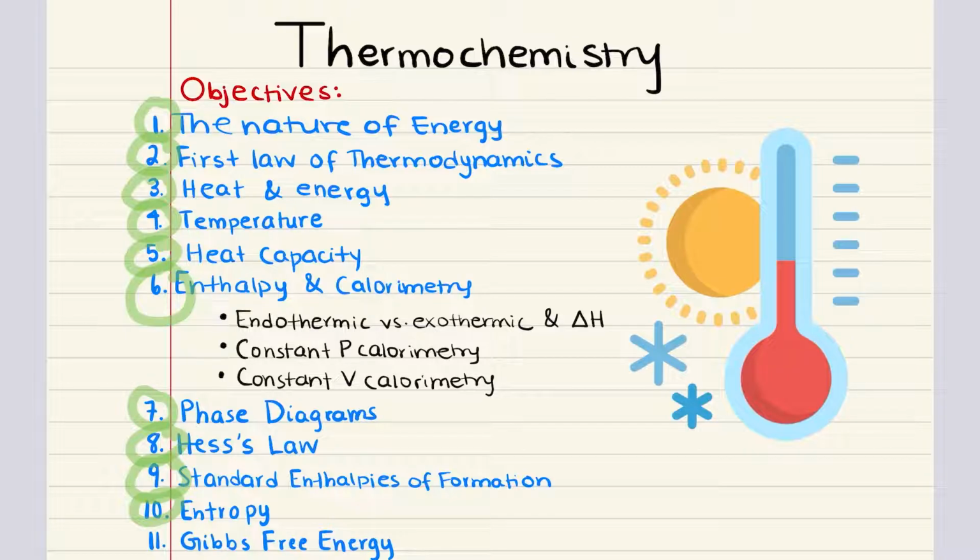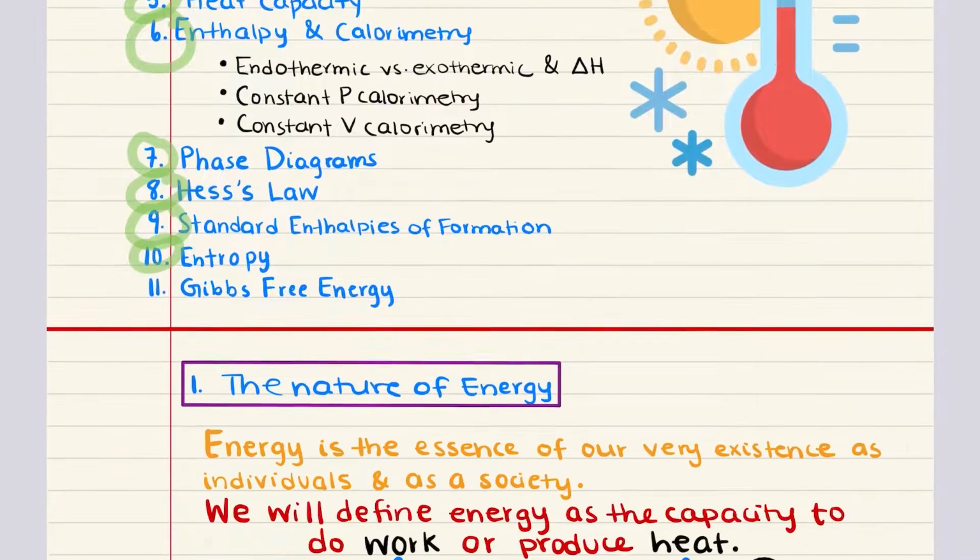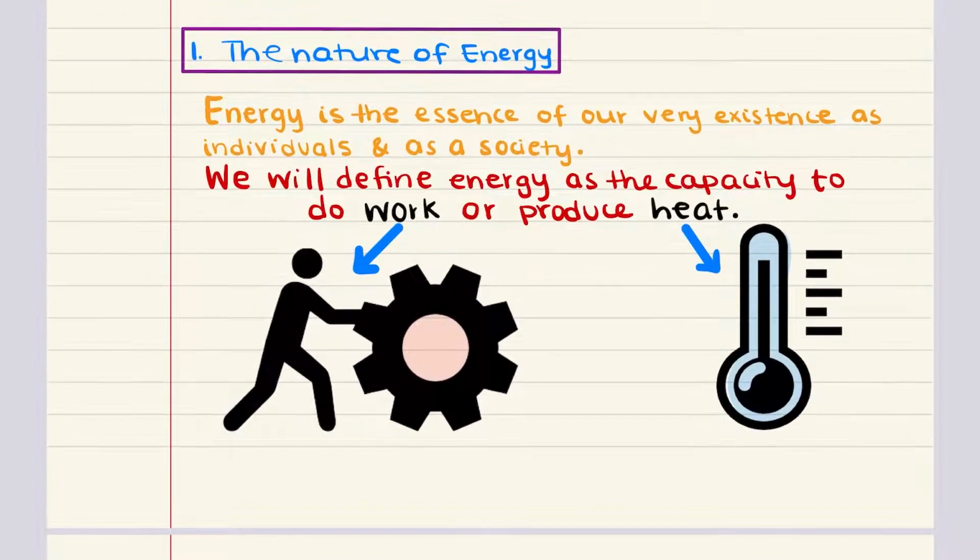Last, but certainly not least, we'll talk about our last objective titled Gibbs-free energy. So we're going to cover Gibbs-free energy, integrating our understanding of enthalpy, entropy, and temperature to predict the spontaneity of chemical reactions. We're also going to define and discuss endergonic versus exergonic reactions. So obviously we have a lot to cover in this chapter. Let's go ahead and just get started with Objective 1.